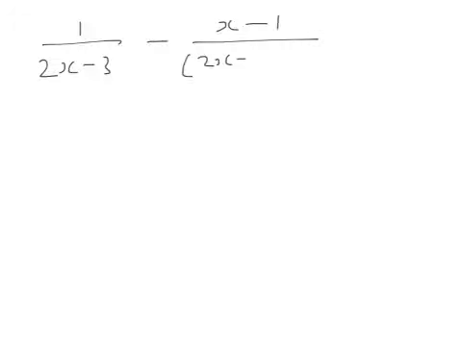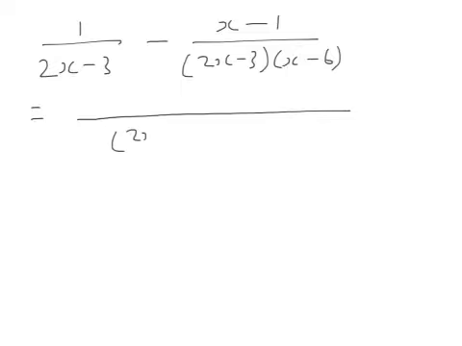Now let's have a look at question 9. We've got to simplify 1 over 2x minus 3 minus x minus 1 over 2x squared minus 15x plus 18. That factorises to be 2x minus 3 and x minus 6. So that makes life a lot easier, because now the common denominator is going to be 2x minus 3 times x minus 6. So this bit has been multiplied by x minus 6, so that's times 1 by x minus 6.